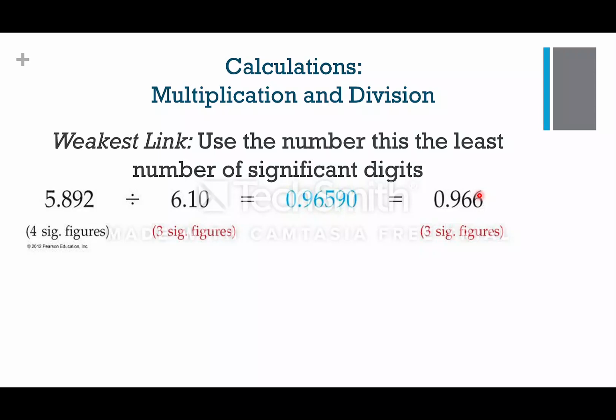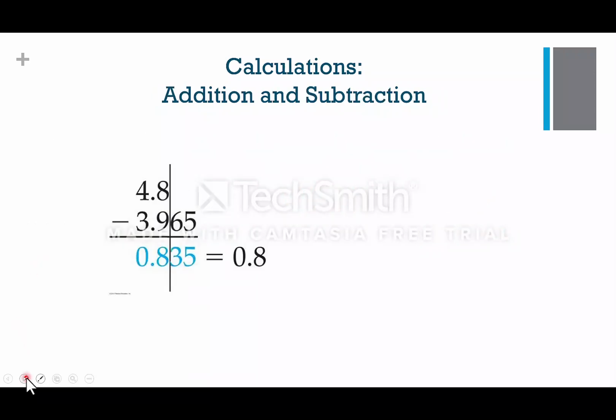Okay, now we're going to move on to addition and subtraction. For addition and subtraction, remember, we're counting decimal places. The best way to get proficient at it is to stack the numbers right on top of each other. Line up the decimals and stack the numbers. After you've done that, you can identify the number that has the least decimal places. This first one has 1 decimal place. The second one has 1, 2, 3 decimal places.